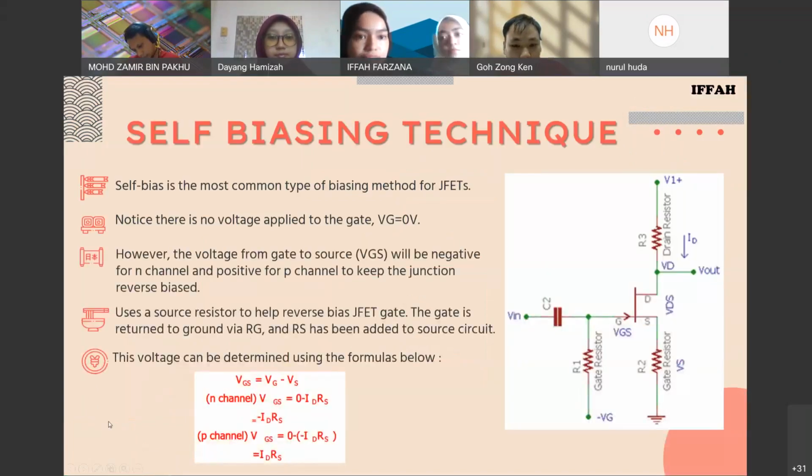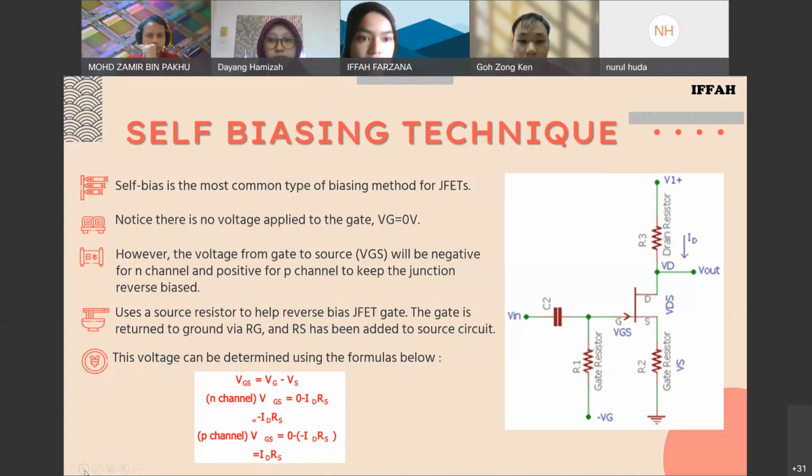Self-biasing is the most common biasing method during operation of a JFET to keep the gate-source junction always in reverse bias condition. Notice there is no voltage applied to the gate. VG is equal to 0 volts. In this state, the VGS voltage should be negative for an N-channel JFET and positive for a P-channel JFET to keep the junction reverse biased.